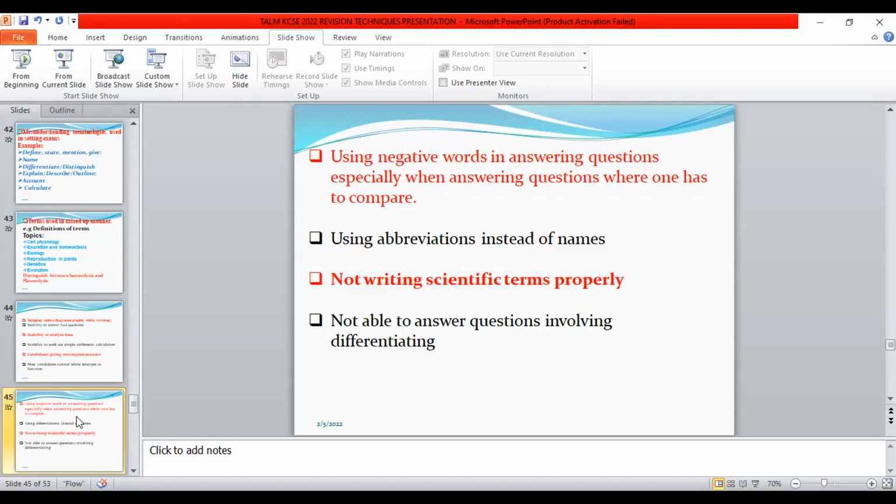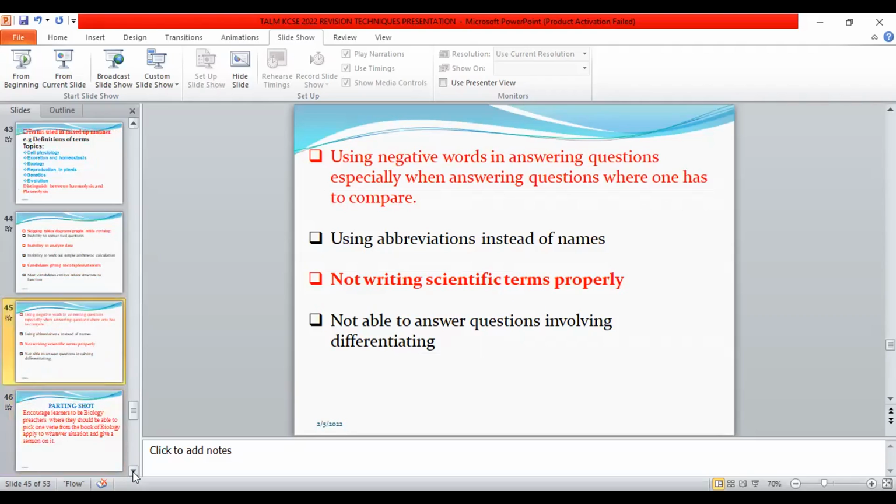So you can see now what wrong content means: when the students have not mastered the content properly, it is affecting several areas. Then we are saying that the reason students are not able to answer questions involving differentiating, distinguishing properly.